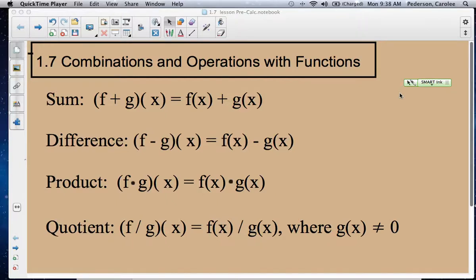Operations with functions. This first slide, I don't need you to write anything down in your notebook besides what the topic is.